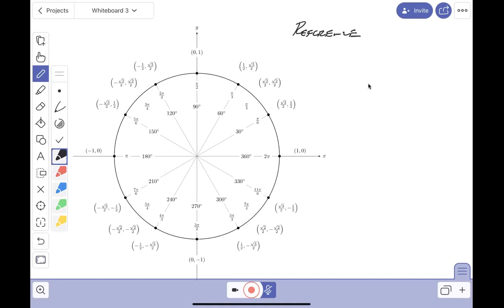The reference angle. When I was doing the problems, I would say just theta sub r, and then I would talk about the reference triangle. The reference triangle had an acute angle. So theta sub r is going to be an acute angle. It's acute.